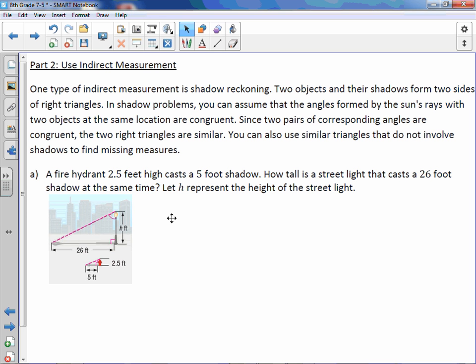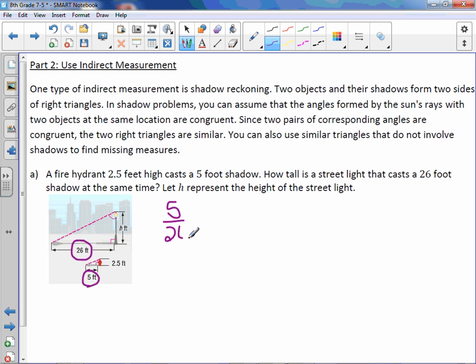So here we have a fire hydrant, 2.5 feet high, that casts a shadow of 5 feet. How tall is the street light that casts a 26-foot shadow at the same time? Let H represent the height of the street light. We are going to set up a proportion. So this length here of 5 corresponds with 26. And then 2.5 corresponds with H.